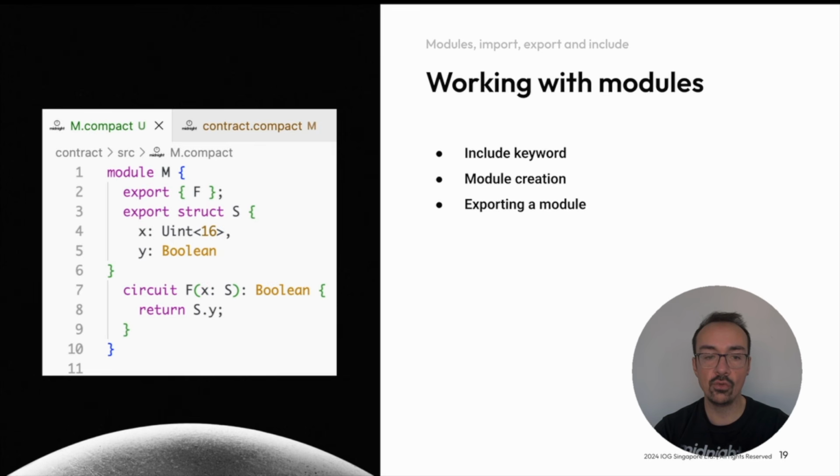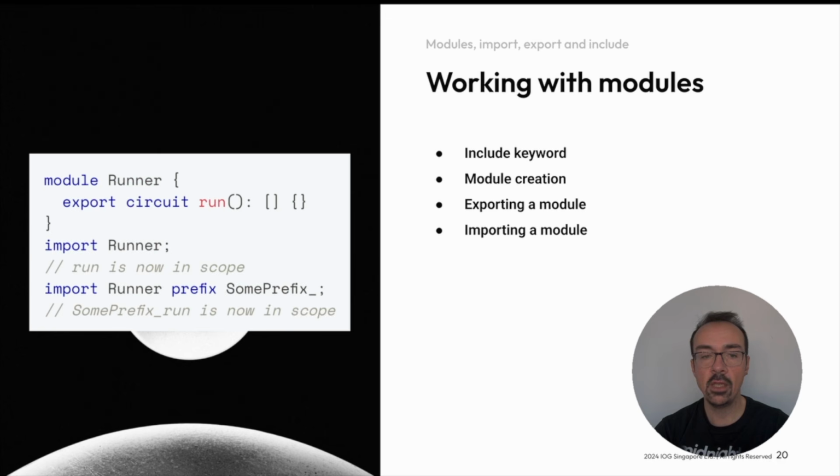However, inside the module, you will need to export different types if you want to make them available outside of the module. Here is how you import the module. So for example, here there's a very simple module called runner with a circuit run. The first way of importing the module is just to call import runner, and now run is going to be in scope, so you can just call run directly, and it's going to use that circuit.